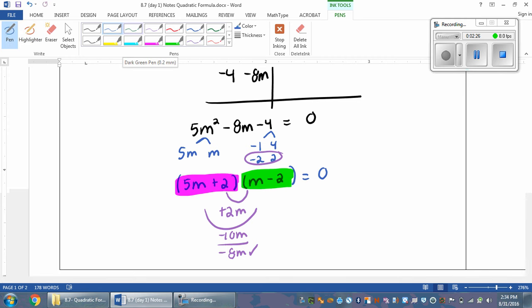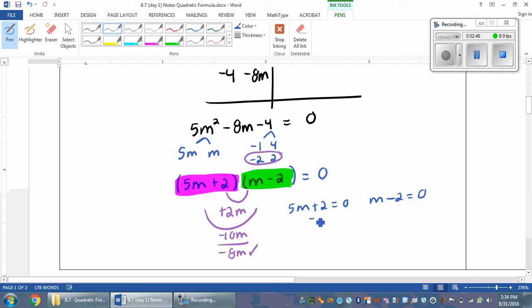So we go ahead and set both of them equal to 0. Remember the zero product property. When we multiply two things and they equal 0, either one of them or both of them are 0. So I'm going to set 5m plus 2 equal to 0, and m minus 2 equal to 0.